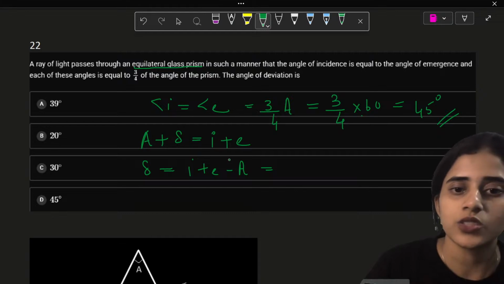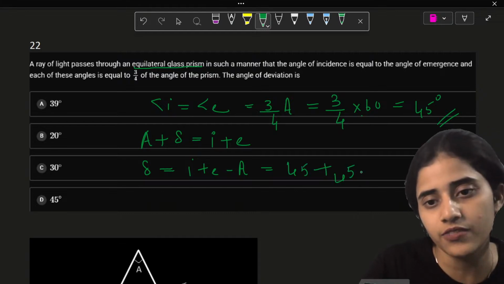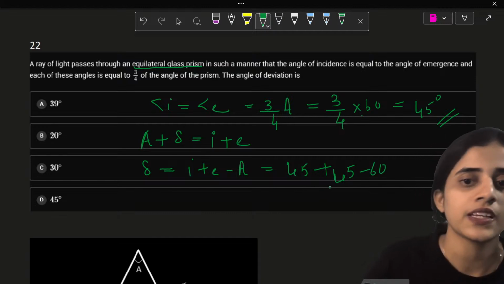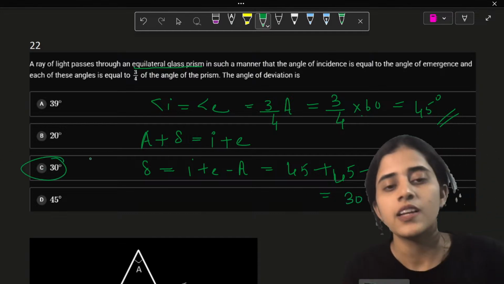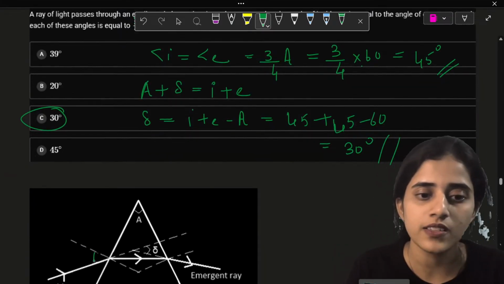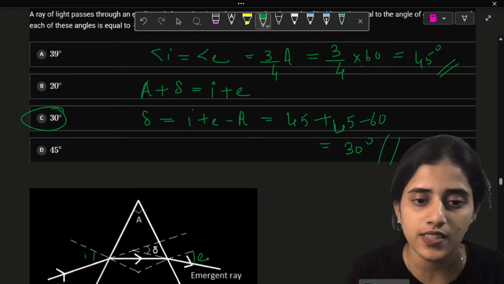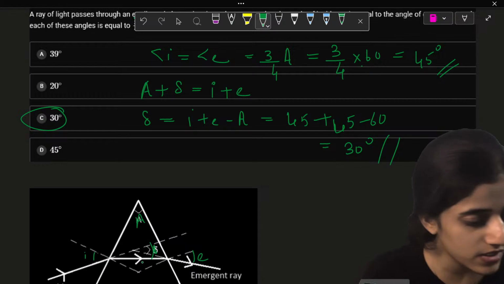Okay. So this is going to be 45 plus 45 minus 60. Because A is 60 only, which is 90 minus 60, which is 30 degree. The angle of deviation is going to be 30. And A plus delta equals I plus E is from this. This is I, this is E, this is A, this is delta. You might have learned this.